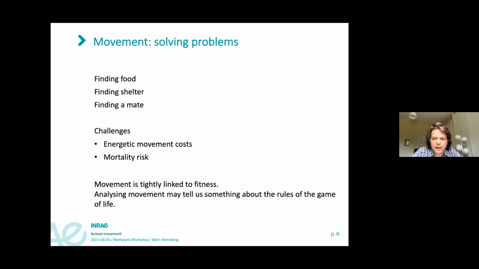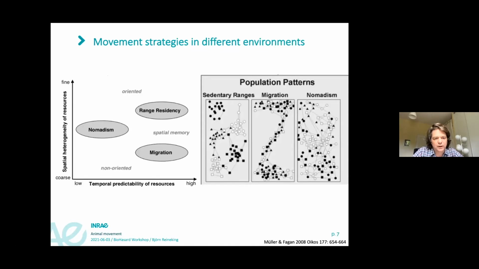And that this works, or seems to be working, is something I'd like to show here. If you look at how animals move in very different types of landscapes, you see that they do move in different fashions, and that this can be interpreted as being an optimal response to the spatial temporal distribution of resources.